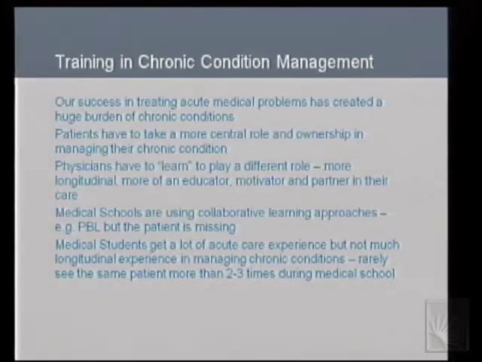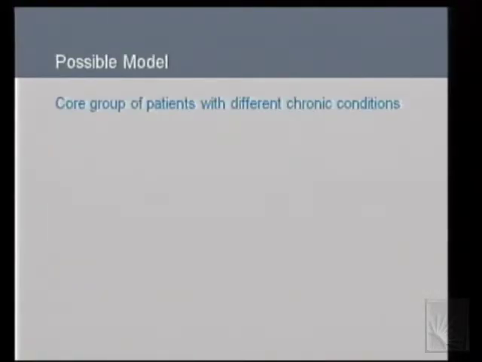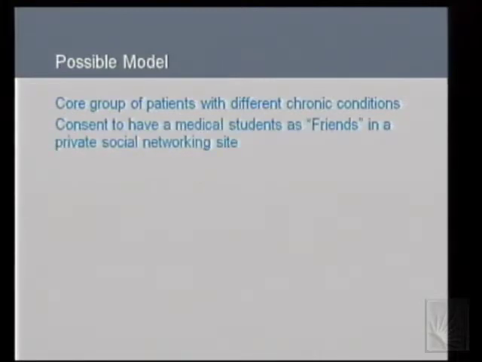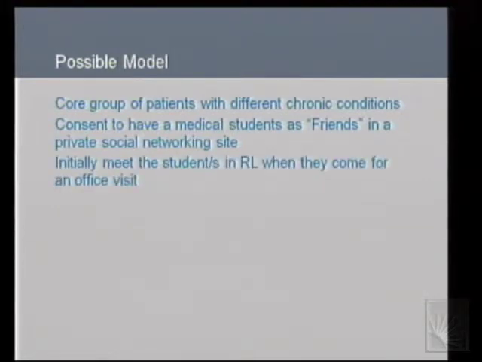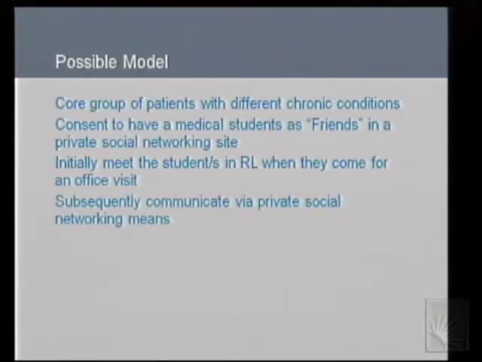And so potentially what we can do is have a core group of patients who are willing to work with students, say one with diabetes, one with hypertension, one with heart failure. They meet with the students early on in their first or second year of medical school, and then they consent to become friends in some private social networking environment. Maybe Second Life, maybe Facebook, but somewhere it's private. And then every time something happens to them, they will post in that environment or they meet and chat. And the student will communicate with the patient and learn that he went to see the physician.